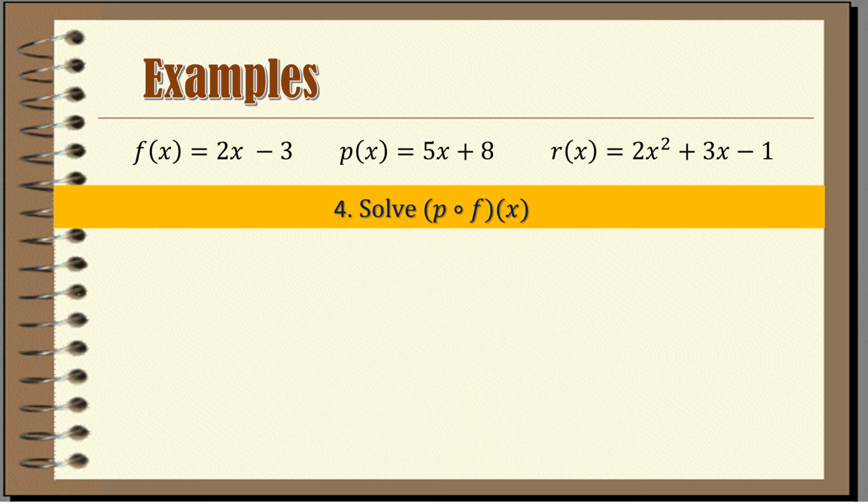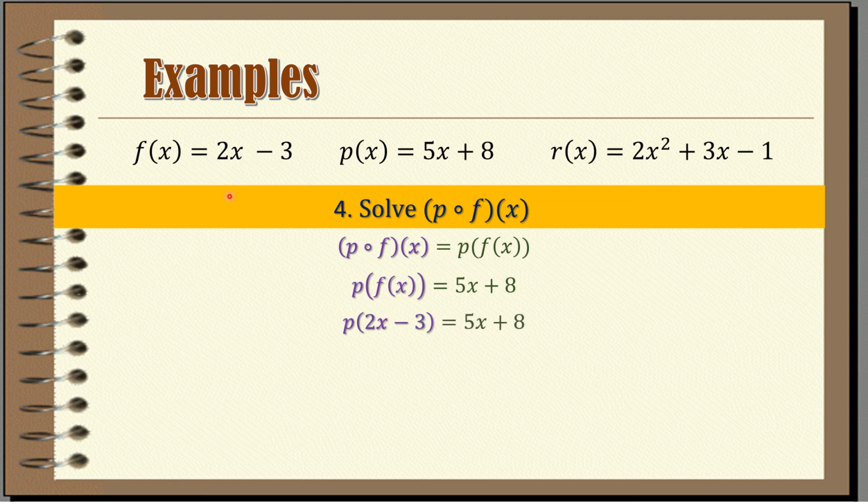Example number 4, we have to solve for P circle F of x. Okay, first thing to do is to define its composition, that is equal to P of F of x. Then we are going to write this on the left side of the next equation. Then we are going to take the function of P of x, which is 5x plus 8. Then we write that on the right side of this equation. Then we are going to input again the value of this function, f of x, that is 2x minus 3. So we write here 2x minus 3.